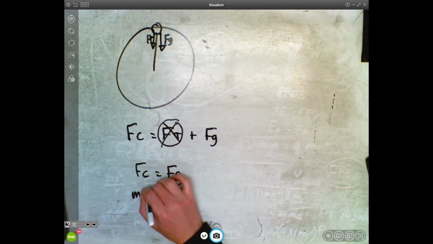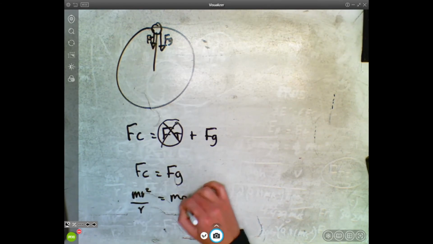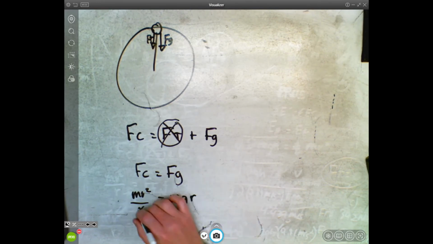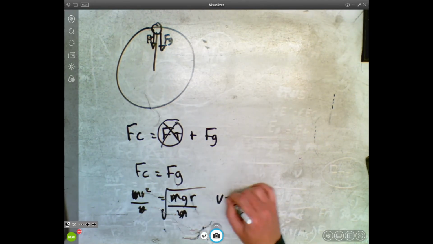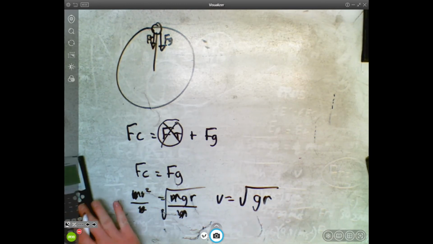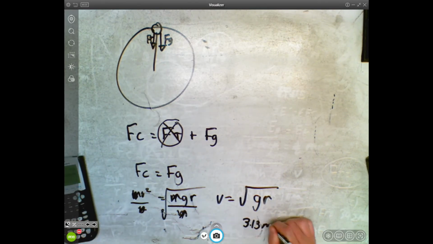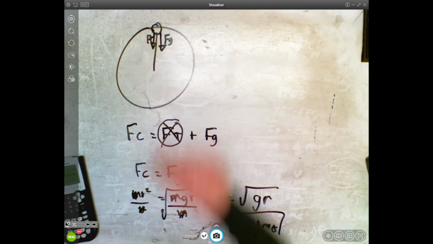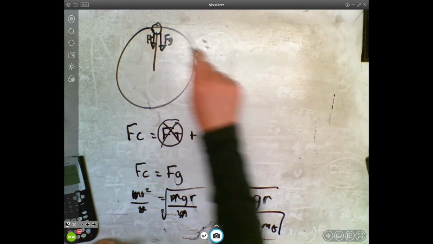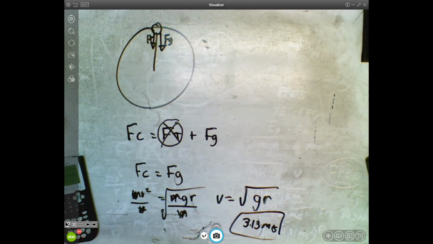This is mv squared over r, and this is mg. We move r up top, move mass down below, and you can see those two masses cancel out. Then square root, so our v is just equal to the square root of gr. If I go 9.81 times 1 and square root it, I get 3.13 meters per second. That's the minimum speed that I can spin that in a circle. If I go any less than that, it's not going to make the loop. It's going to fall down like the bulldog did.